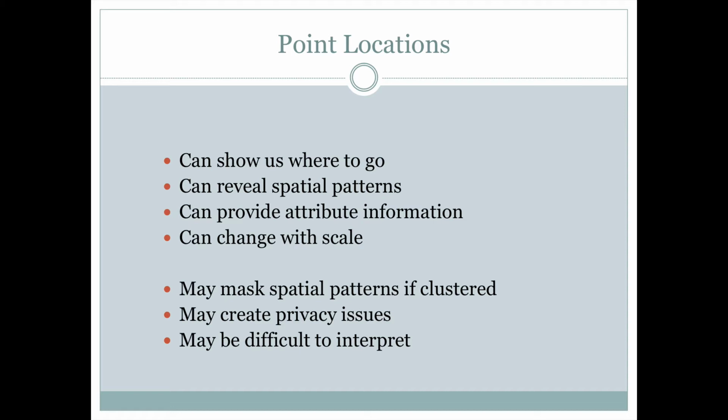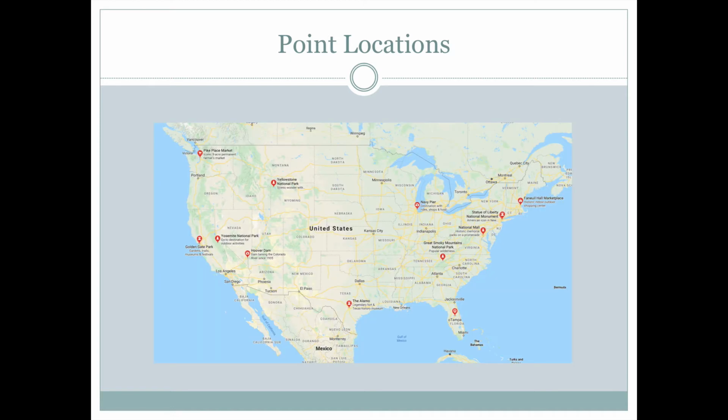There could also be privacy issues associated with points we're putting on a map. If we're putting a lot of points on a map about how much people are paying for things, and it's so specific that you can tell where someone lives on that map, then people might not want that to be known. And sometimes point locations can be difficult to interpret, but I think with good mapping, at least we can make that a bit easier. Let's look at some examples.